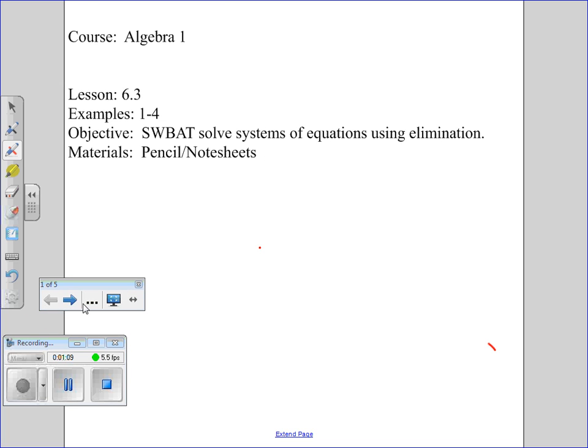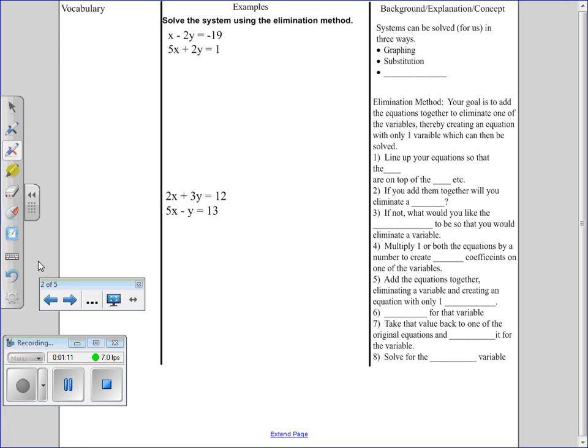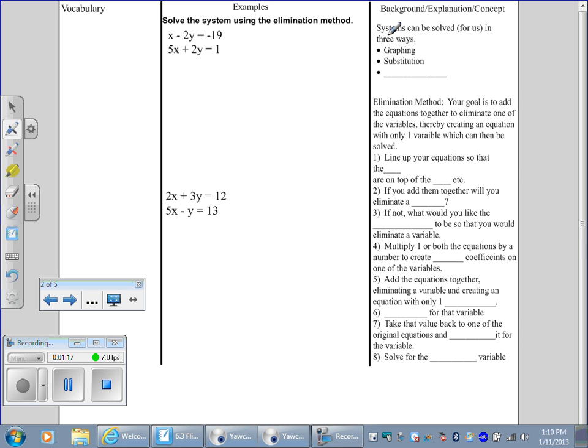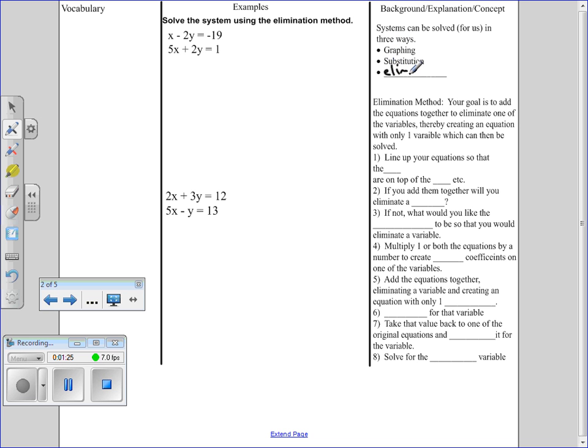So on your note sheet, first of all, some notes to fill in. Over here in the background section, systems can be solved in three ways: graphing, substitution, and elimination, which we're going to be learning today. Now, let's give you a little introduction to this elimination method. Your goal is to add the equations together to eliminate one of the variables, thereby creating an equation with only one variable, which can then be solved.